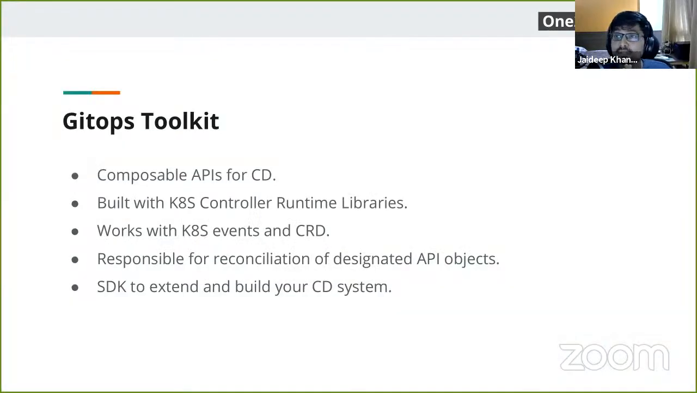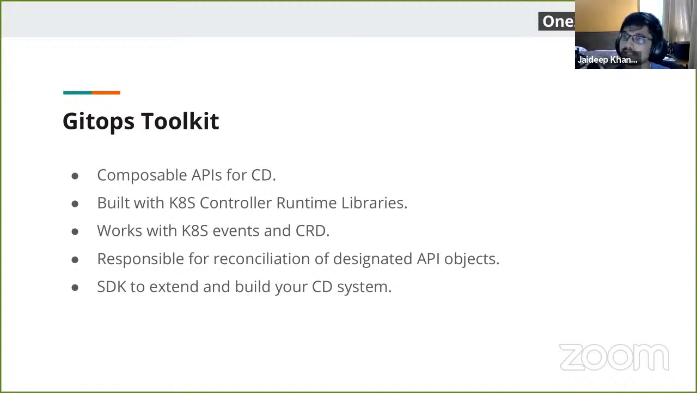So what is the GitOps Toolkit? The GitOps Toolkit is a set of composable APIs for continuous deployment. They provide opt-in controllers that you can use if you have to create your own CD using GitOps. It is built with Kubernetes controller runtime libraries, and it works with Kubernetes events and CRDs. All these software agents are responsible for reconciliation of the designated API objects, right?